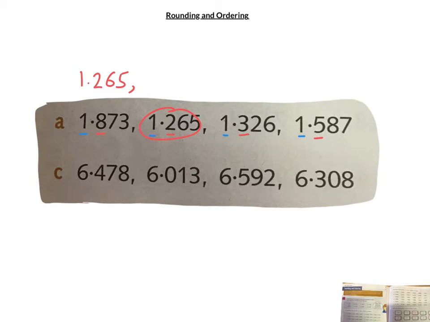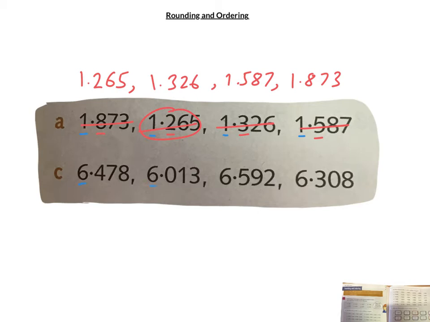Next will be the 3, so 1.326. Next will be the 5, so 1.587, and that leaves us with 1.873.